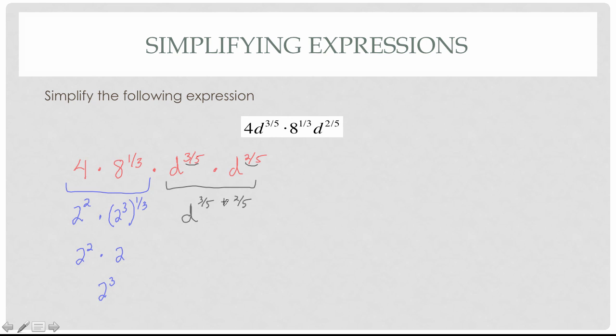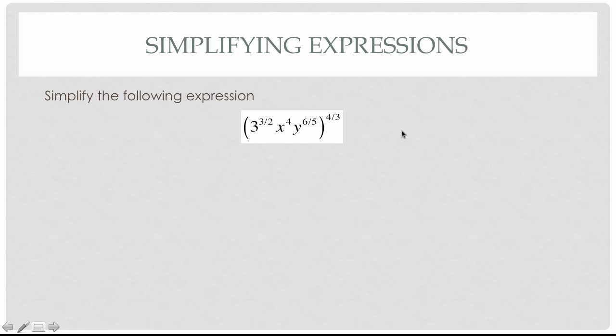Fortunately, I have the same denominator, and I'm really good at adding fractions. So 3/5 plus 2/5 equals d to the 5/5. And that just simplifies down to d to the first power, or d^1, or just d itself. So when it's all said and done, 2 to the third equals 8, times d. It all simplifies into that. Look at that. Great job simplifying that expression.